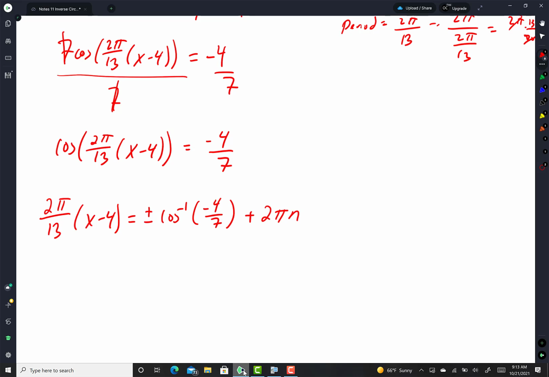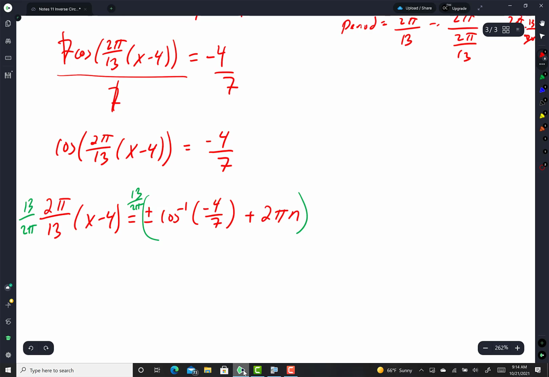Okay. Next, I want to get rid of the 2 pi over 13. So to get rid of it, you can say divide by 2 pi over 13, but what's better? Multiply by the reciprocal. Perfect. So I'm going to multiply by 13 over 2 pi. Whatever you do to one side, you do to the other.